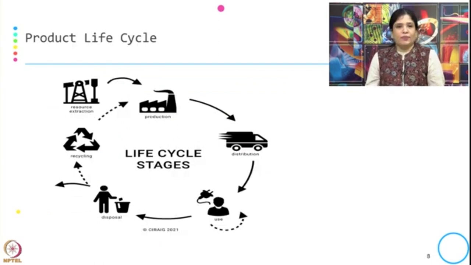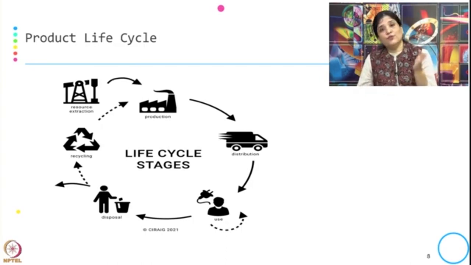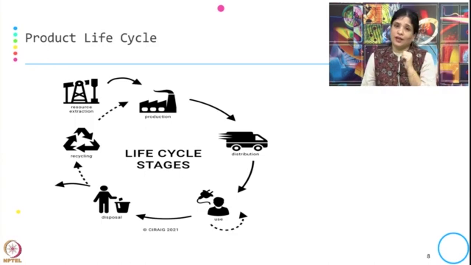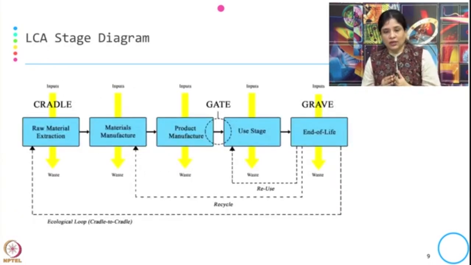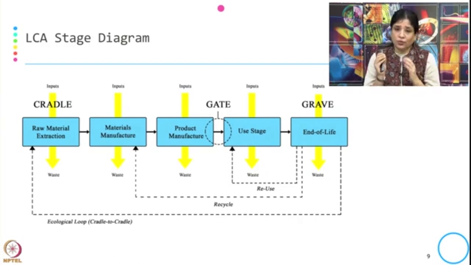Now, this is the example of a product life cycle. You will find that it starts from getting the resource, getting produced, getting distributed, getting used, disposed and finally recycled. For every product, this is typically the life cycle. We get the raw material, we produce, we distribute to the end users, the end users use it, they dispose of it and then it gets recycled. Part of it gets recycled, part of it goes into the final disposal. Now, here we use the term cradle to grave to understand the different parts of the life cycle of a product.